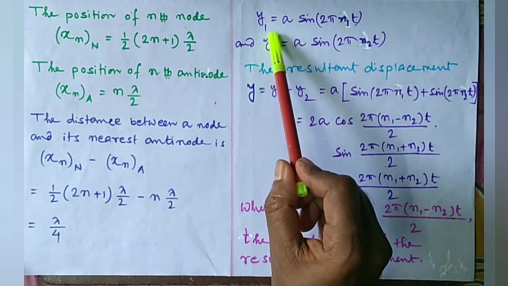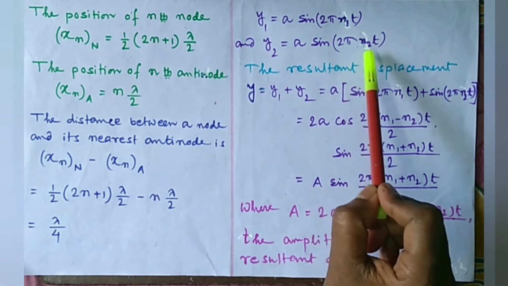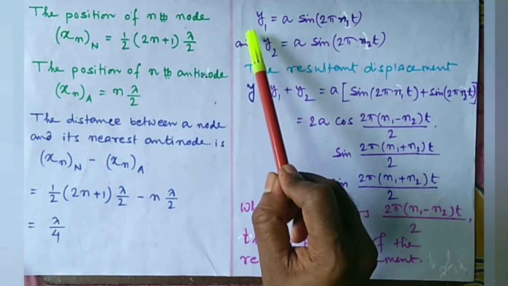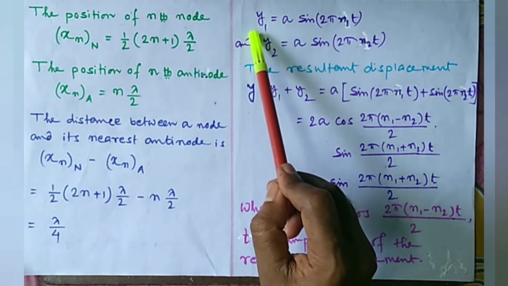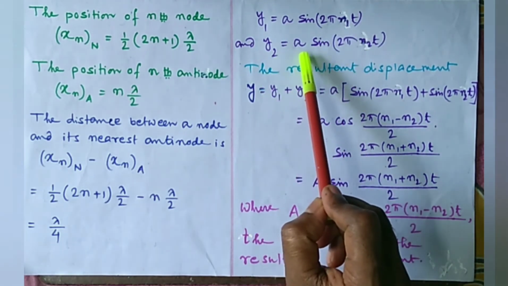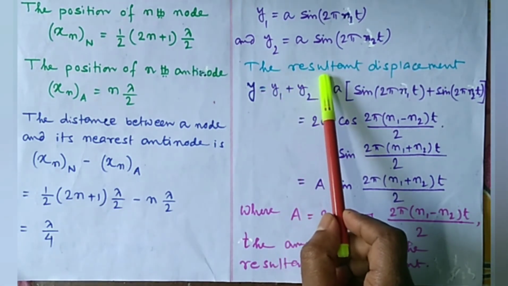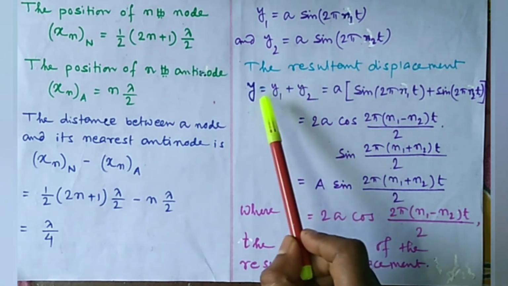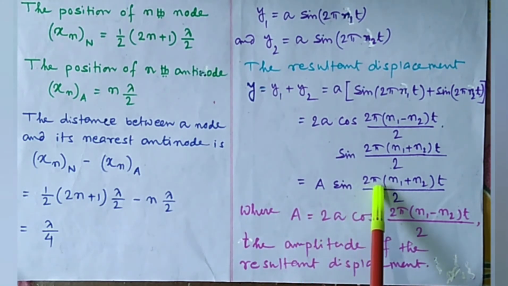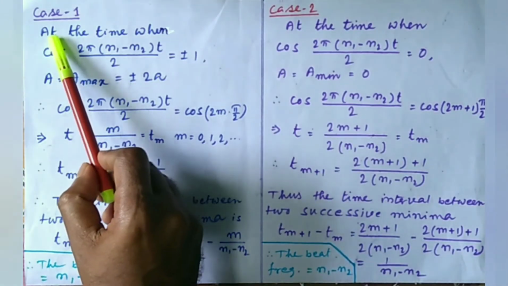For this purpose, we have considered two harmonic sound waves of nearly equal frequencies n1 and n2 and of same amplitudes A, and those sound waves are represented as y1 equal to A sin 2 pi n1 t and y2 equal to A sin 2 pi n2 t. Now, according to the superposition principle, the resultant displacement y equal to y1 plus y2, and that is equal to 2A cos 2 pi (n1 minus n2) t by 2 into sin 2 pi (n1 plus n2) t by 2. Now we will study two cases.